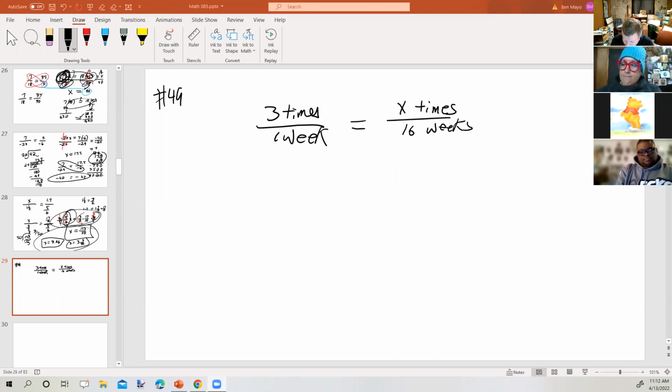So now that it's set up this way, we're going to take the cross products. 3 times 16 equals 1 times X, okay? Well, what is 1 times X? It's just X, right? So I don't need to bother dividing both sides by 1. I can just see that. 3 times 16 is 48.